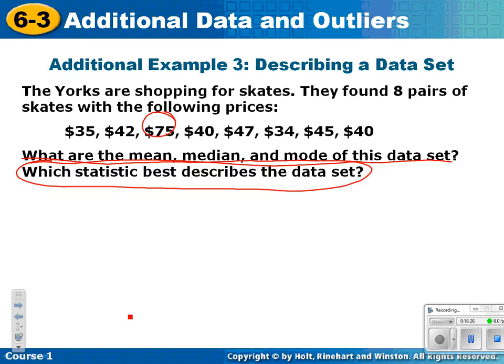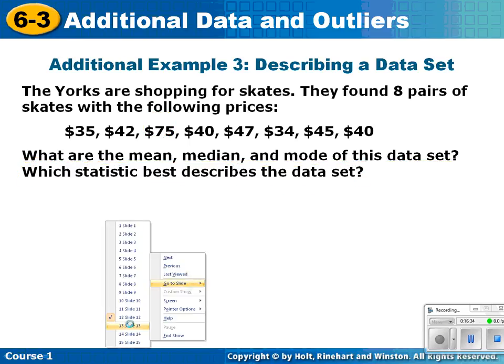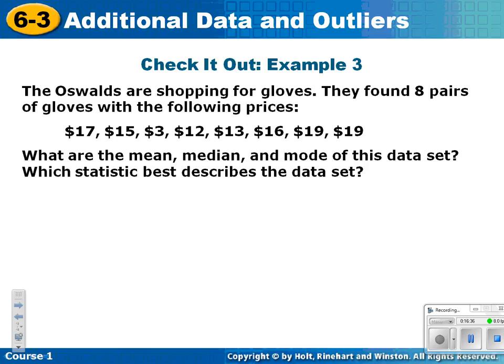By the way, who would buy a $75 pair of ice skates? Jeez. Not me. Do you see an outlier here? What would it be, Jonathan? $3. $3. And guess what? That's the pair of gloves I would buy.